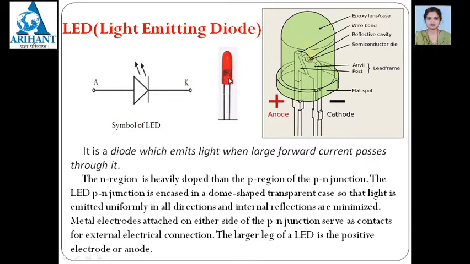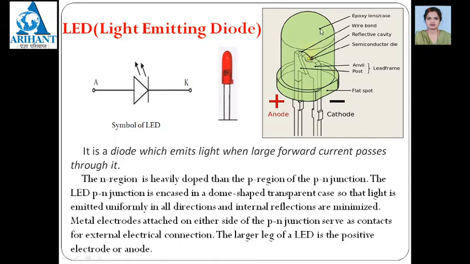When you see the internal structure of this LED, it looks like this. It is basically cylindrical in shape. The upper part is dome shaped. At the bottom side there is one flat spot. From that flat spot you can recognize the lead which is present near to it is the cathode, and the other end is the anode.